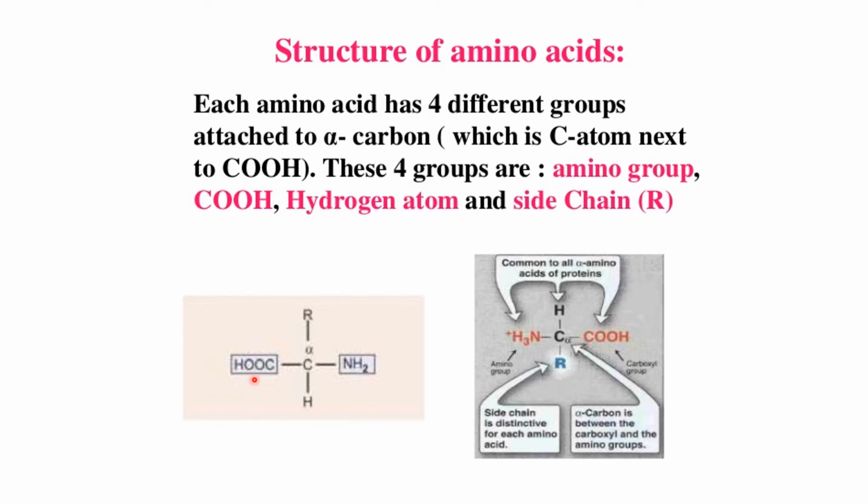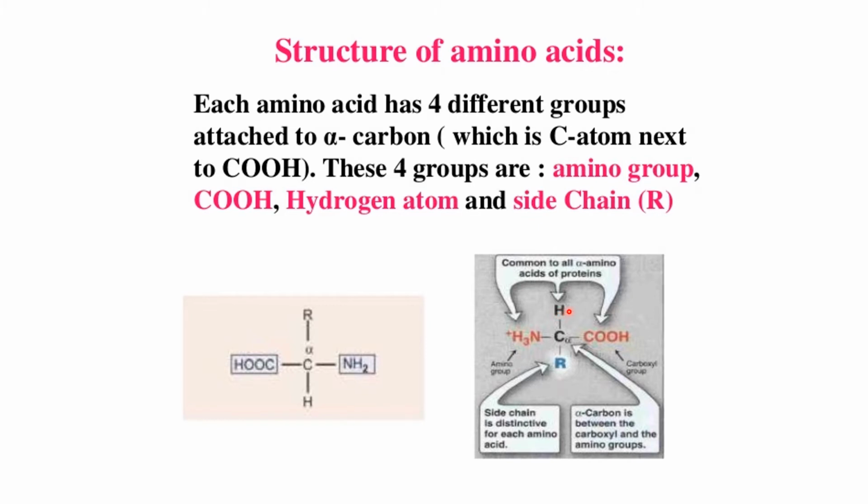You cannot disturb the carboxylic group, the amino group, and the hydrogen atom. But this R can be changed. In what way it can be changed, we can discuss later. Now, check it over here. This is also the structure of an amino acid. This is C carbon, which is the alpha carbon. This one is the carboxylic group, and this one is the amino group.